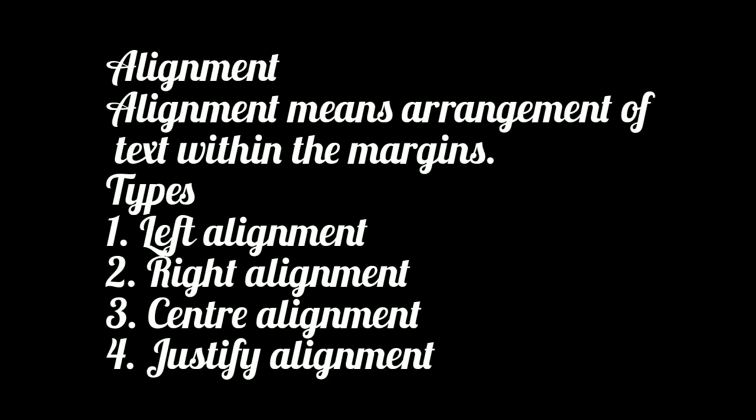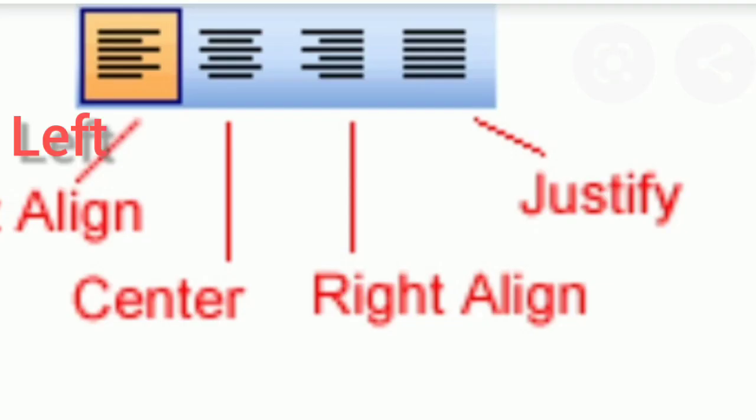Alignment. Alignment means arrangement of text within the margins. There are 4 types of alignment: left alignment, right alignment, center alignment and justify alignment. Let us see the example. There are 4 types of alignment. First one is left, then center, right and justify.